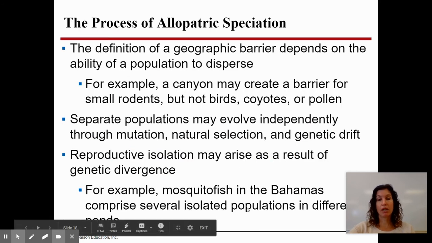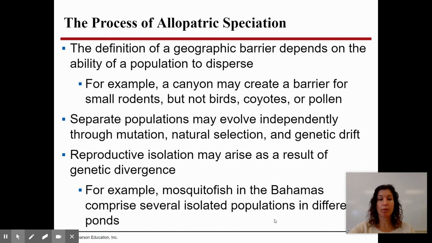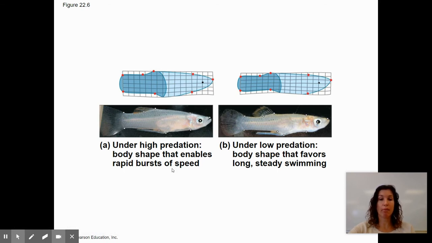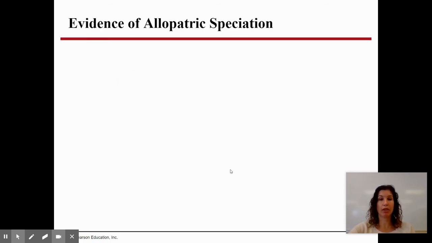So our example here is mosquito fish in the Bahamas comprise several isolated populations in different ponds. So you can see just the shape of the fish is different. Under high predation, the body shape that enables rapid bursts of speed is favored, whereas under low predation, the body shape favors long, steady swimming. So they developed 2 kind of separate populations.